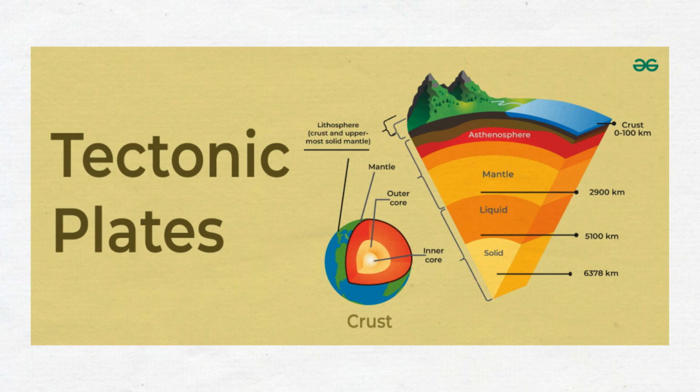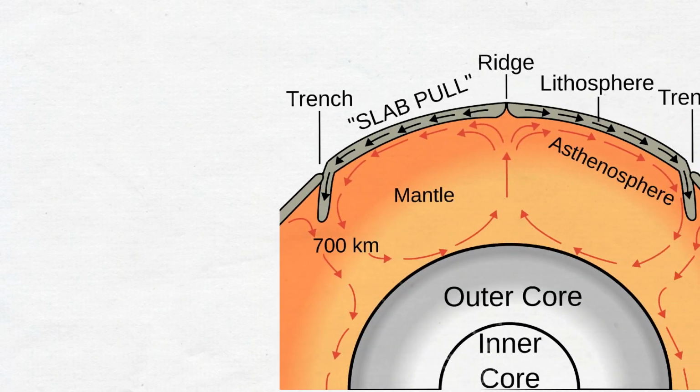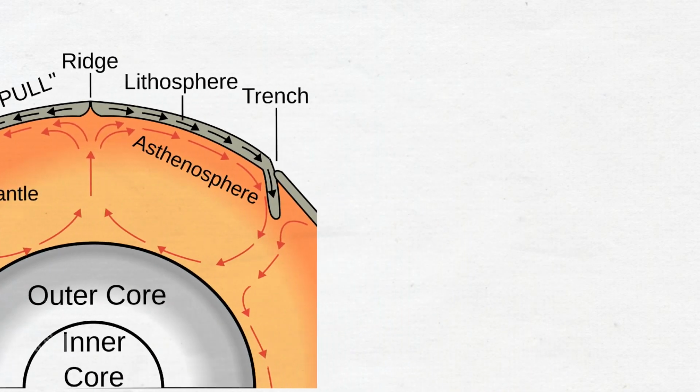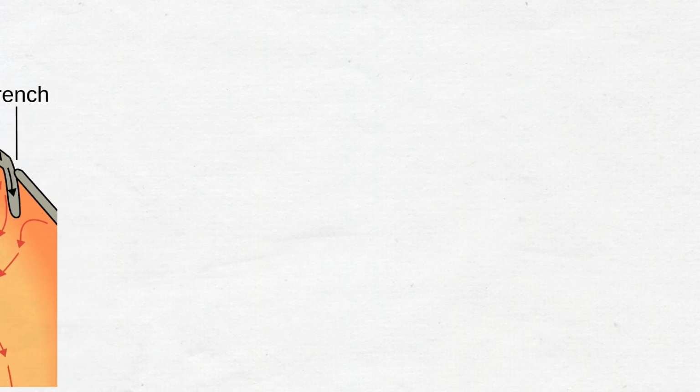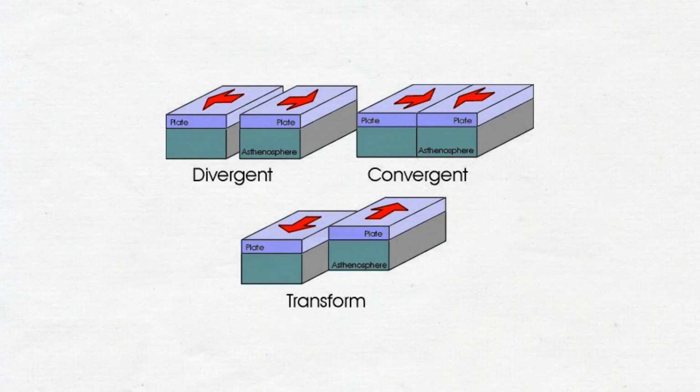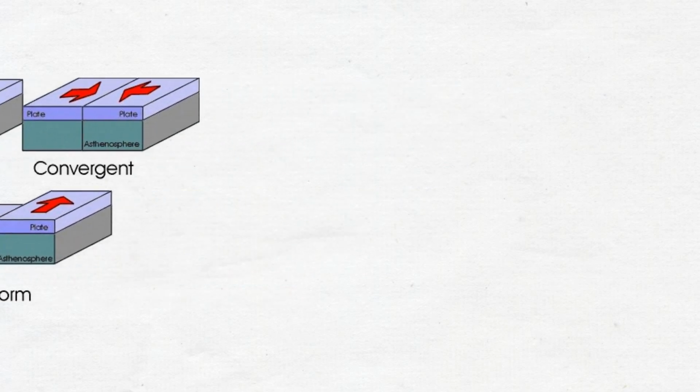These movements are primarily driven by the transfer of heat from deep within the mantle to the top of the asthenosphere. This heat, generated by the decay of radioactive elements and the residual energy from Earth's formation, creates convection currents in the mantle, pushing and pulling the plates in a constant cycle of motion. The lithosphere is divided into a mosaic of tectonic plates that interact along boundaries, classified as divergent, convergent, or transform. Each type of boundary results in distinctive geological features and processes.